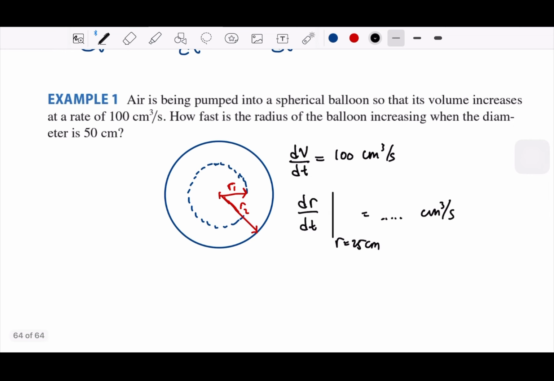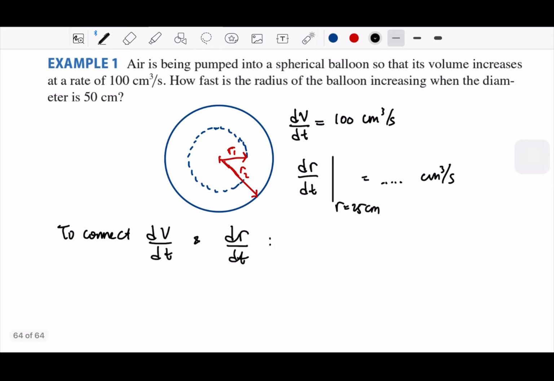So to connect dV over dt and dr over dt, we could first write down the formulation. 4 over 3 pi r cubed. Okay, this is the sphere volume.